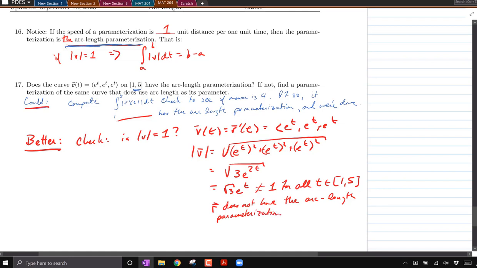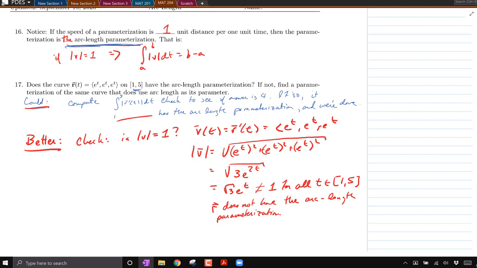Okay, so what do we need to do? Well, we were told that if it doesn't, find a parameterization that does have arc length as a parameter. Okay? So you're going to have to do this a few times. I'm going to do it once now, and I'm not going to make a whole lot of comment on it, and then I'll comment on it a little bit more in a couple more examples. Okay?